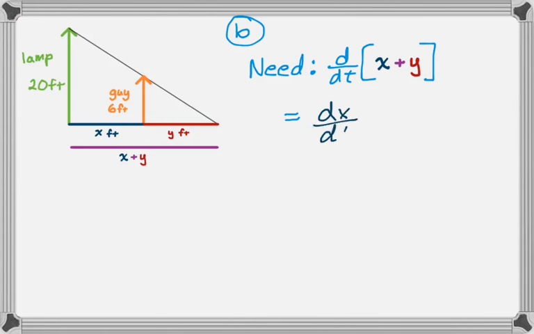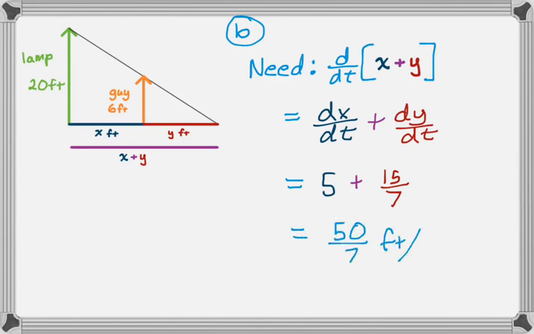And we know that that's just going to be dx/dt plus dy/dt. And this is why this is part B instead of part A, because we're going to use the answer to part A. We're given that dx/dt is 5. We calculated dy/dt was 15/7. So overall we get 50/7 feet per second.